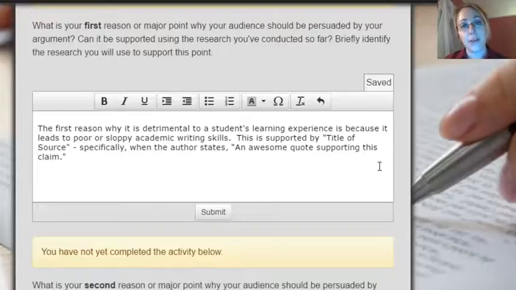Now, we also want to think about where we're going to be using that evidence, because remember, we need to use the evidence from our articles to support what we're saying. So the next part of each of these questions is to say, this is the article that's going to support it, and this is the piece of evidence that I will be using. So you could say, this is just an example, of course, this idea is supported by, and put in the title of that article, and it's specifically supported when the author states, and drop a quotation right there that supports that key point.